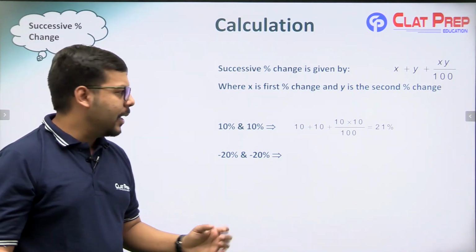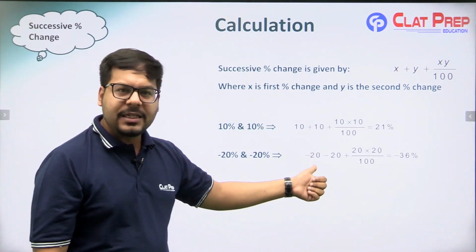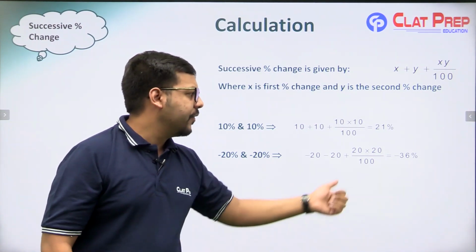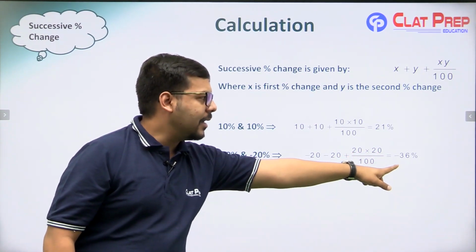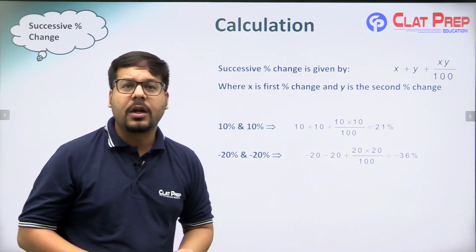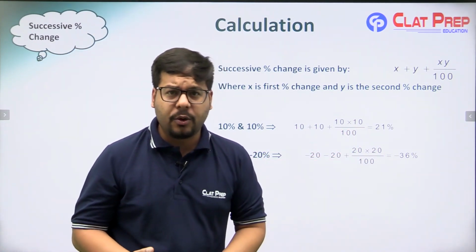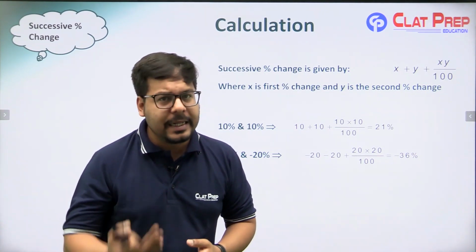So the minus sign will come into play. Obviously, the first change is minus 20. Next is minus 20. Minus into minus becomes positive. Product 400 and the overall result is what? 36%, with obviously a negative sign, which shows that the overall percentage change is a decrease.